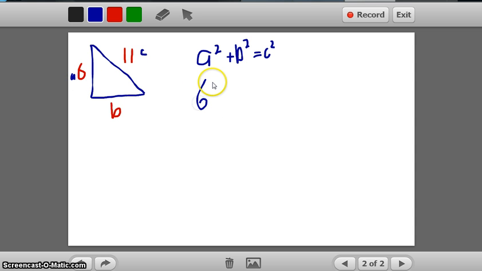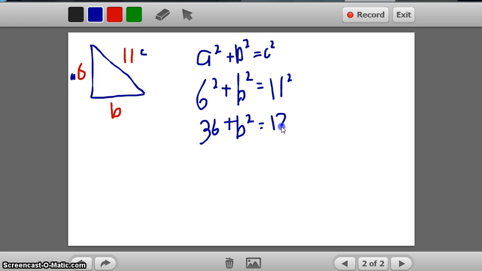So 6 squared. And B is our unknown side, so I don't have anything to plug in for B just yet. So I'll keep B right here. And instead of C, I'm going to plug in my 11. And then I need to square this 11. 6 squared is 36. Bring down my B squared, because that's what we are solving for. We don't know what B is just yet. And 11 squared, 11 times 11, that gives you 121.